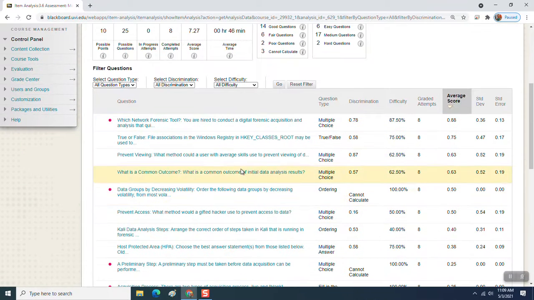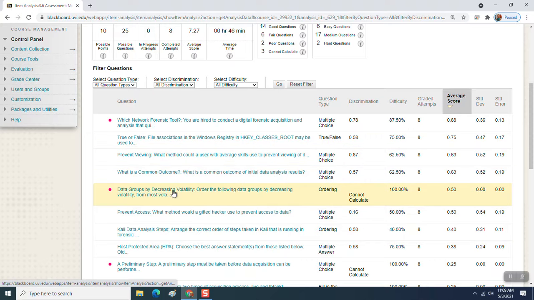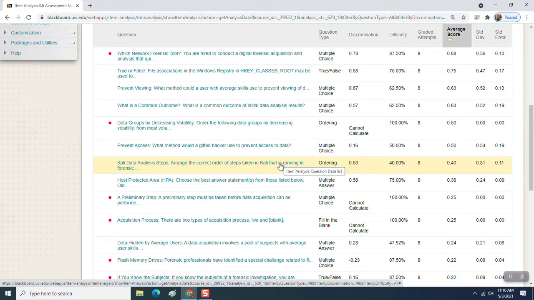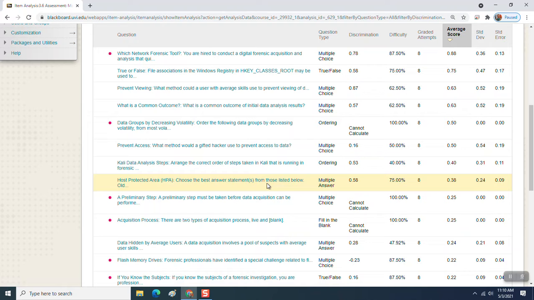Let's look at some of the ordering, and I guess everybody got the ordering correct. That's awesome. So max credit for that. And we could not calculate. Everyone got this one correct. Here's an ordering question that was not all correct, and a multiple answer where there wasn't full credit. And there's a couple of multiple choice that were worth more.